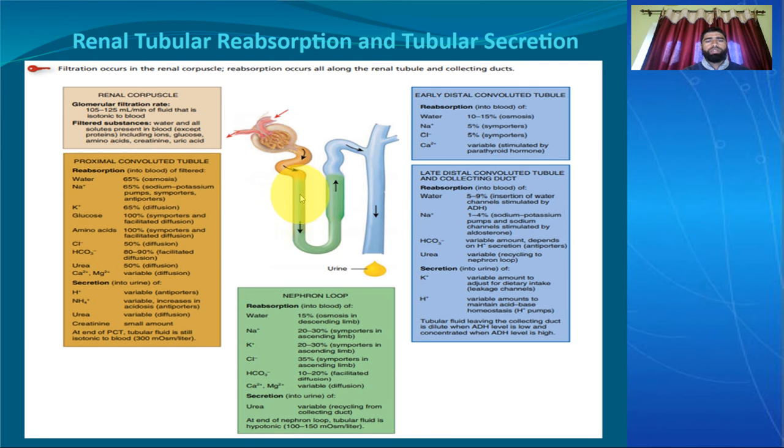This portion is permeable to water. This is permeable to water. This portion is impermeable to water, but symporters of ions are present there, and they symport the ions out into the medullary portion. And the distal convoluted tubule, or the upper portions of the collecting duct, work under the conditions of ADH. If ADH is present, this is permeable to water. If ADH is absent, this is impermeable to water.